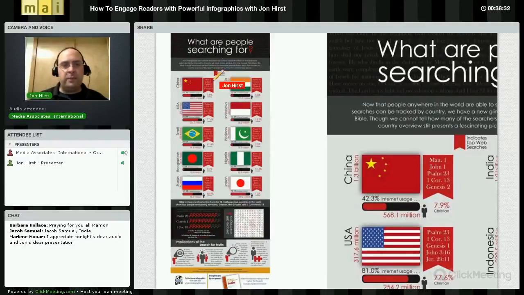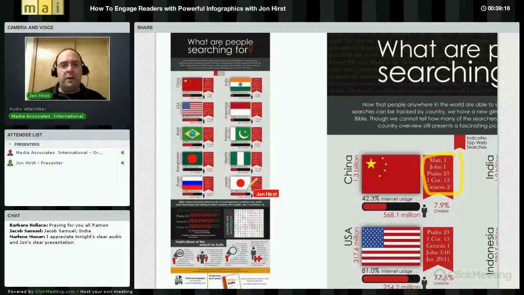This is an infographic that we did, taking the top 5 Bible searches from BibleGateway.com in the 10 most populous nations of the world. So you'll see here that we're saying, what are people searching for? And we're asking the question, so how are they searching for scripture? And what does that tell us about people in different countries? And then it shows that in China, with its 1.3 billion people, with 42% of the people online, 7.9% Christian, these are the top 5 Bible searches, with Matthew, John, Psalm 23, 1 Corinthians 13.